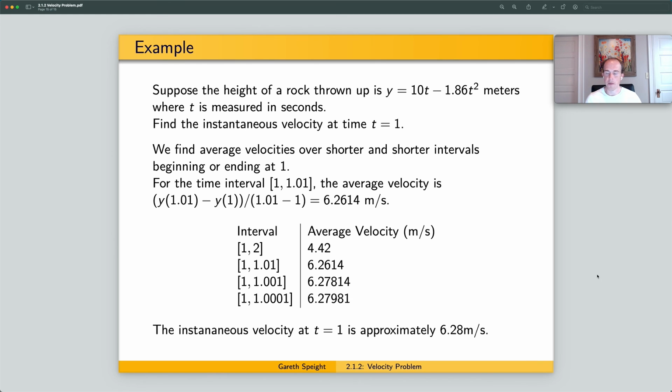Okay, so the takeaway from this video is, in general, if the velocity is changing, then distance divided by time will give you average velocity. If you want to find instantaneous velocity at a given moment in time, you should look at shorter and shorter intervals starting or ending at that moment, calculate the average velocities, and see if they settle down into a pattern. Here there are limits in hiding yet again.